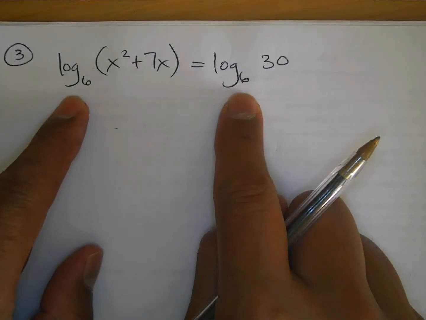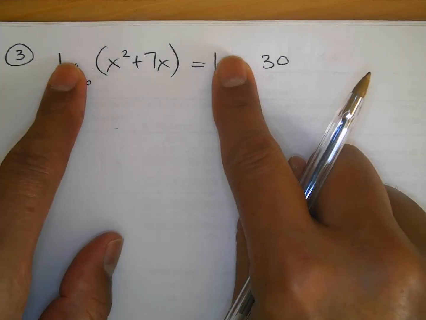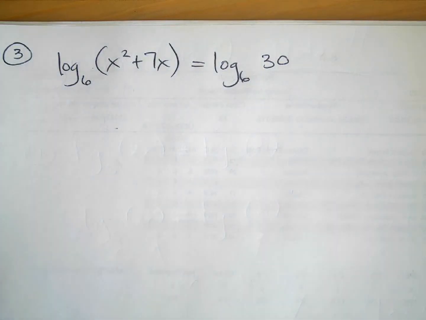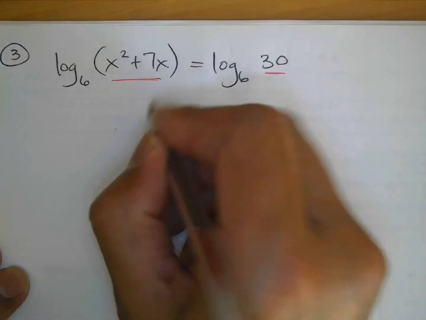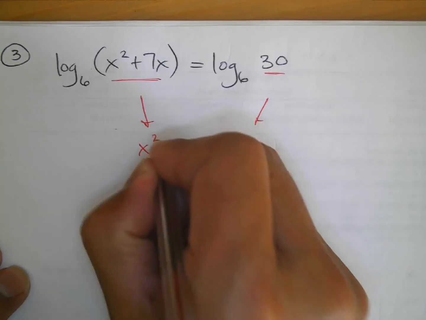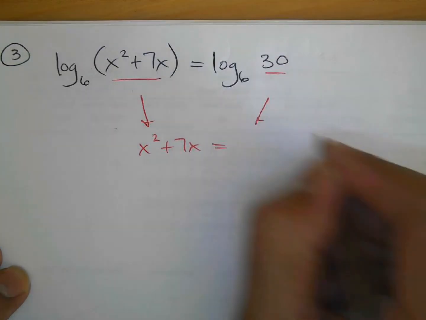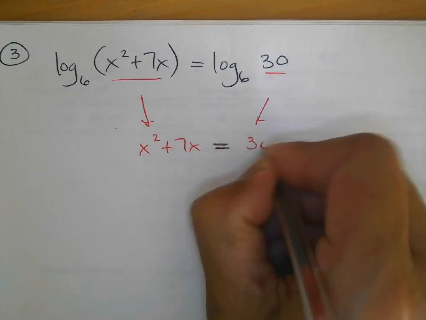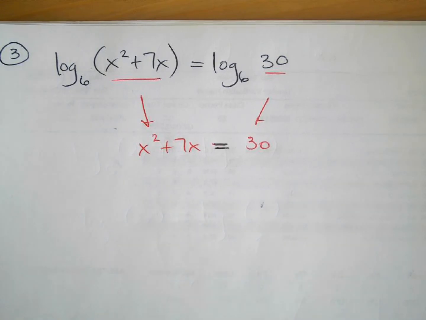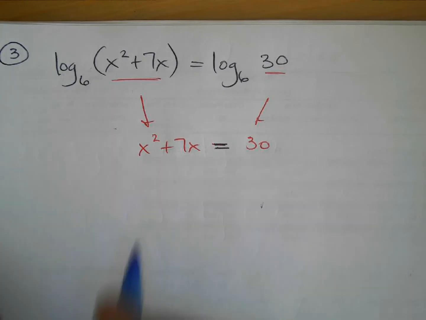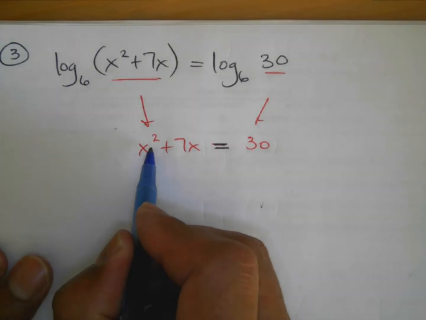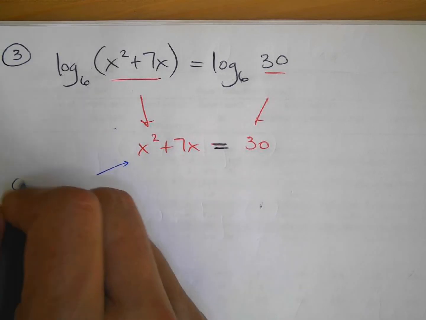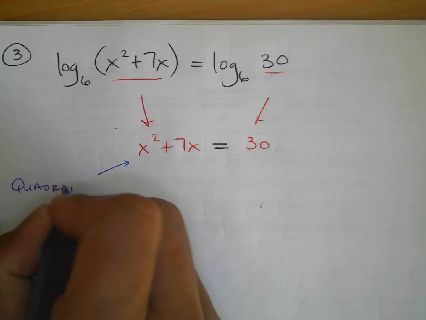Well, again, these logarithms are the same. If those are equal to each other, then we set these parts equal to each other. X squared plus 7x equals 30. Now, what's different? What's new? What makes this more complicated? When you have squared, that means this is quadratic. It's the power of 2.